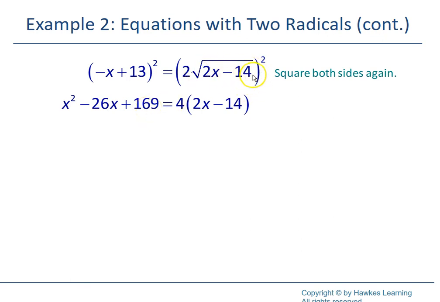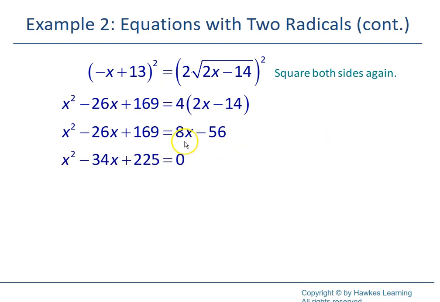Now here's a little bit tricky. When we square the 2 here, we get a 4, and then it just becomes this radicand. So we have to multiply through here to get rid of this parenthesis. And we get 2x minus 56, and we have this trinomial. So again, we want to bring everything over to this side. And when we subtract 8 from here, this becomes a negative now 34x. When we add 56 here and add 56 here, it gets 225.